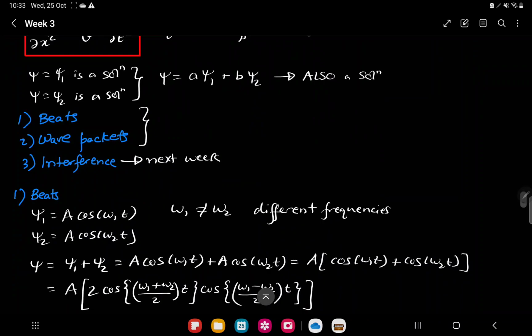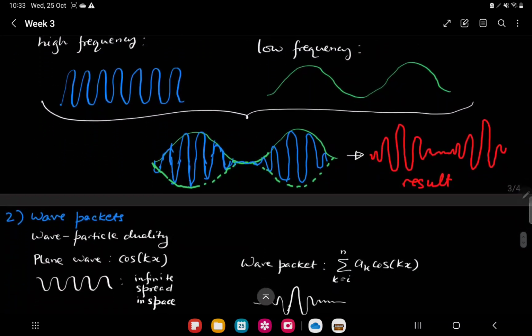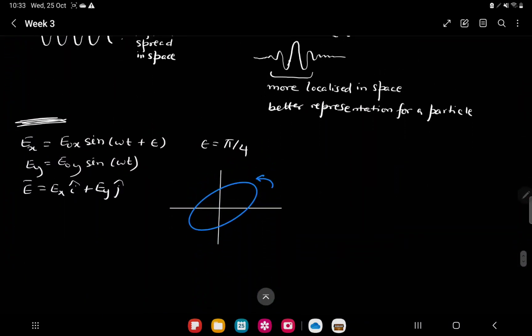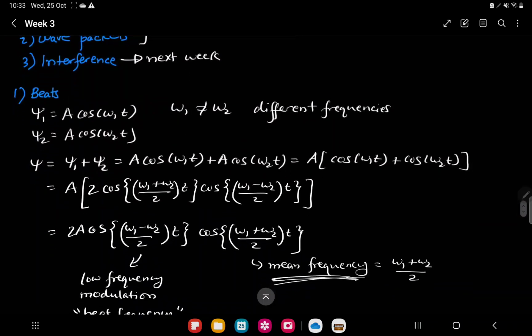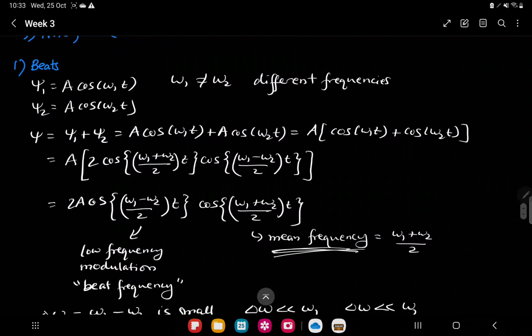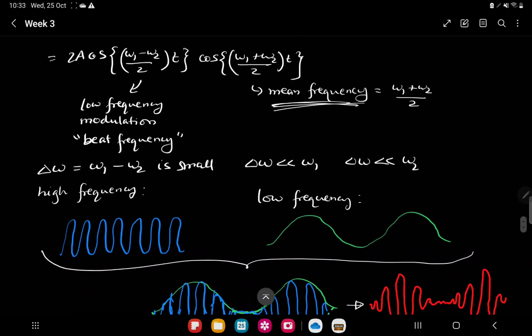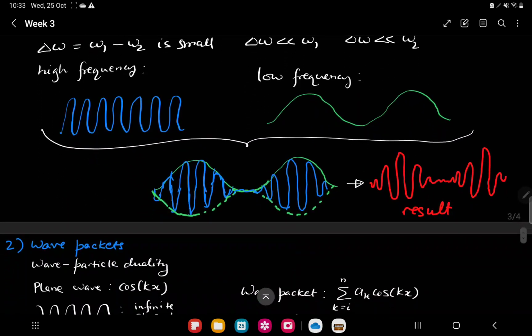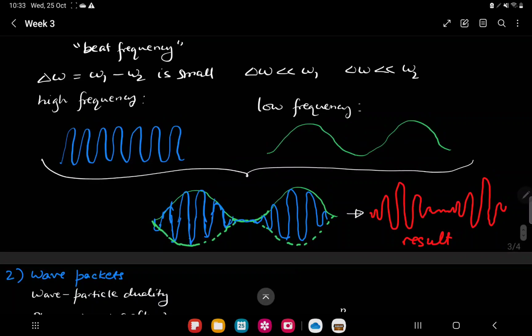Then I had shown you some simulations on beats and wave packets. So beats is when we add up two waves having very close frequencies. When we add up two waves having frequencies very close to each other, we see this variation which is called beats.